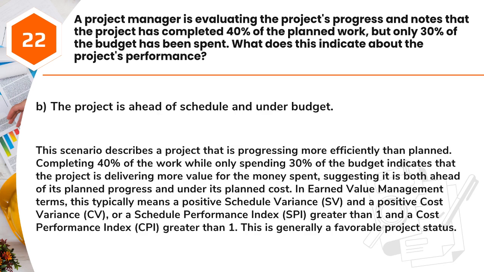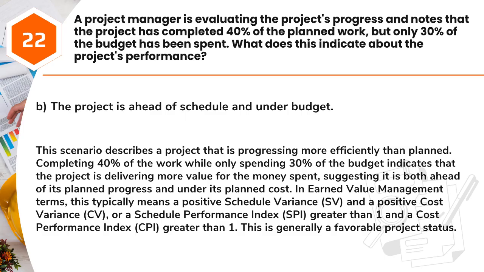Answer: B. The project is ahead of schedule and under budget. This scenario describes a project that is progressing more efficiently than planned. Completing 40% of the work while only spending 30% of the budget indicates that the project is delivering more value for the money spent, suggesting it is both ahead of its planned progress and under its planned cost.